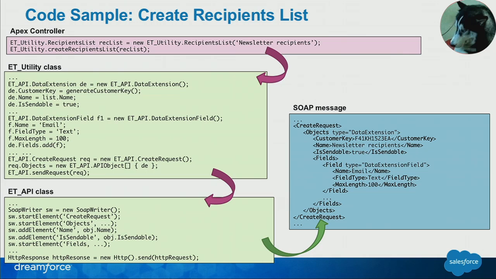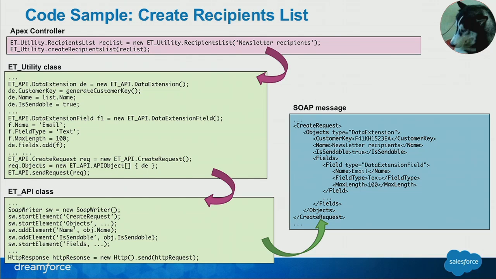It gives it a customer key. The customer key in ExactTarget is like the external key in Salesforce, the external ID, sorry. So you can use it later on for identifying the same object. We give the data extension the name, and we define it as is sendable. If you want to use a data extension in the send email process, then you have to make it sendable.